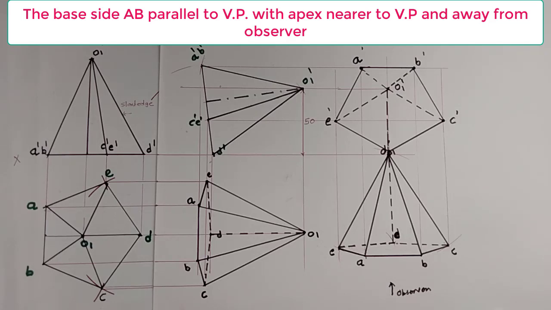So the first stage: based on HP. Second stage: solid is tilted with a base, its apex 50 mm above HP. The third stage: one of the edges parallel to VP, apex away from the observer, nearer to VP, on VP.